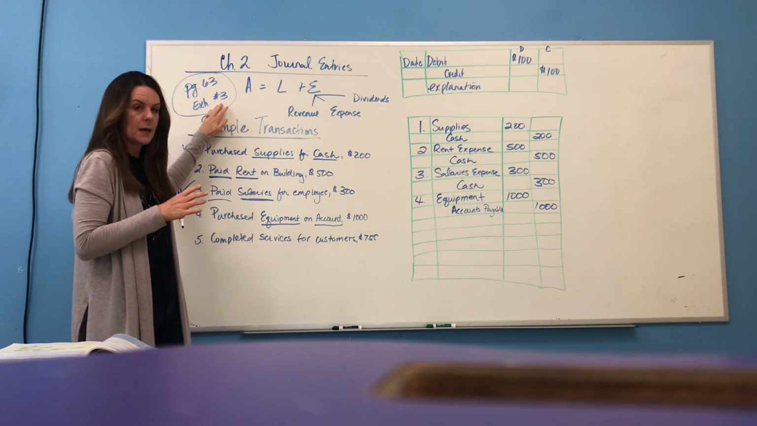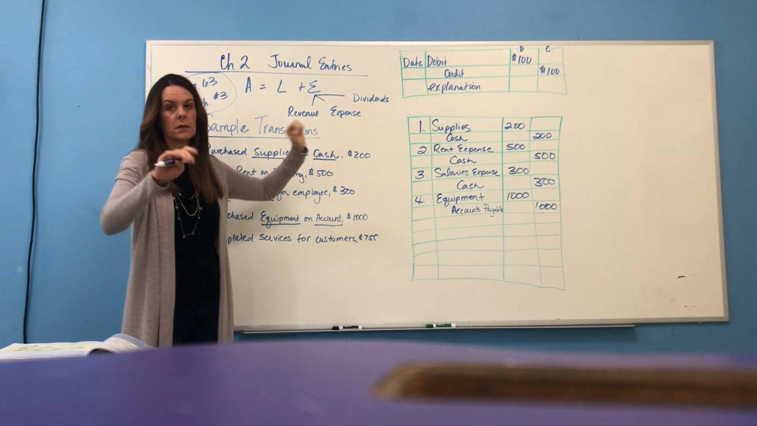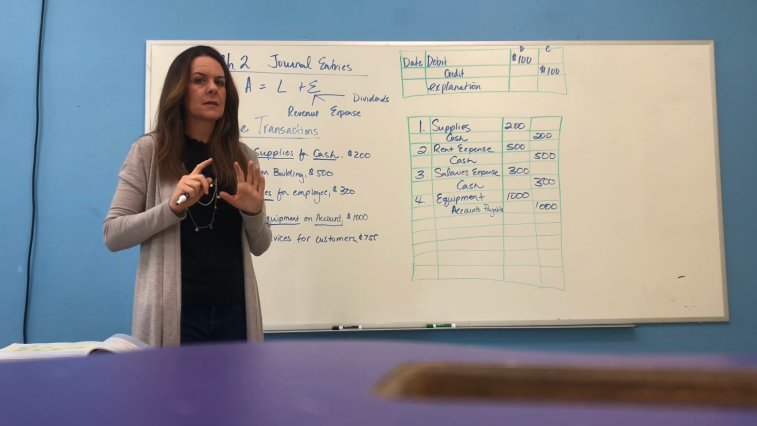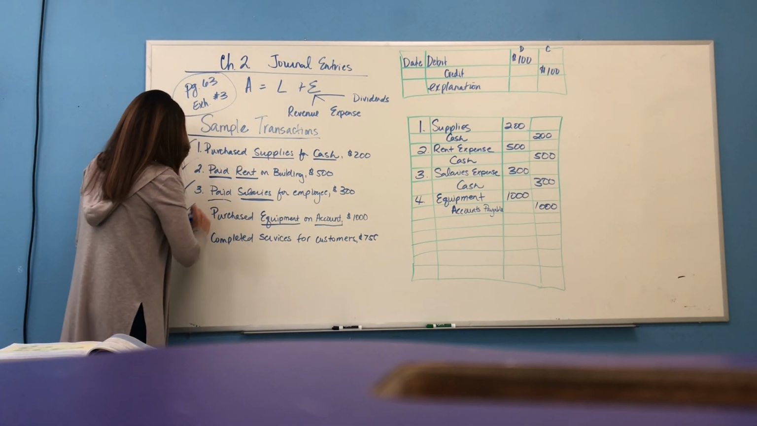Also, it's a process of memorizing how to increase and decrease each of these 6 accounts. Good thing there's only 6, right? So you just have to memorize how to increase and decrease 6 different types of accounts. You can do it. All right, 4, almost done.